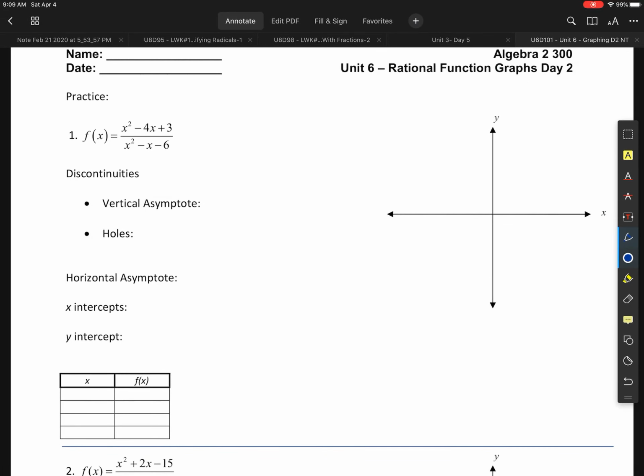Time for some practice problems. All right, here we go. First things first, we factor: (x minus 3)(x minus 1) over (x minus 3)(x plus 2).